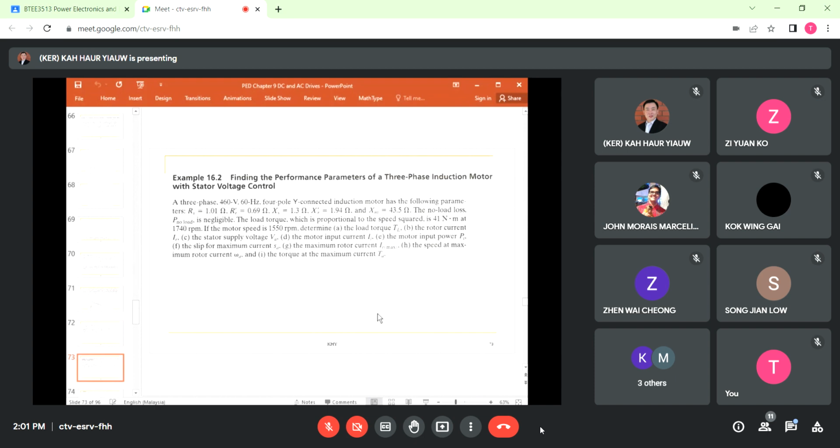A. The load torque TL. B. The rotor current IR. C. The stator supply voltage VA. D. The motor input current II. E. The motor input power PI. F. The slip for maximum current SA. G. The maximum rotor current IR max. H. The speed at maximum rotor current omega A. And I. The torque at the maximum current TA.